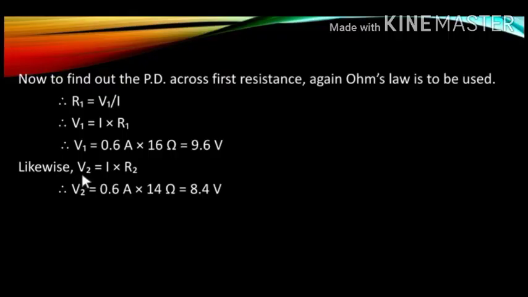Likewise V2 is equal to I into R2. Therefore V2 is equal to I, that is 0.6 ampere, into R2 is 14 ohm. This multiplication will be equal to 8.4 volt.